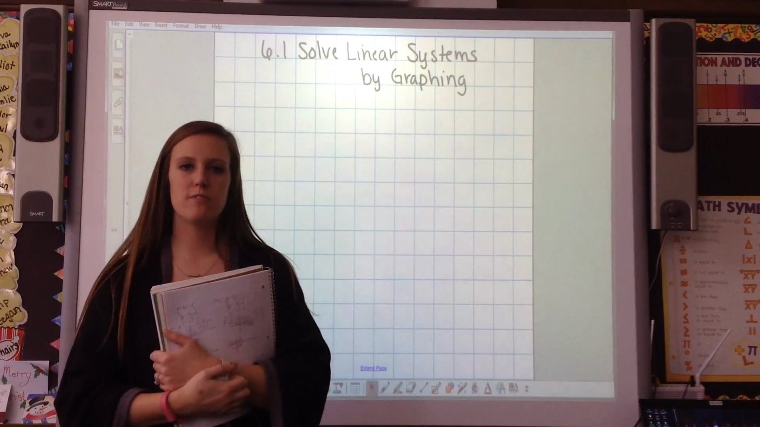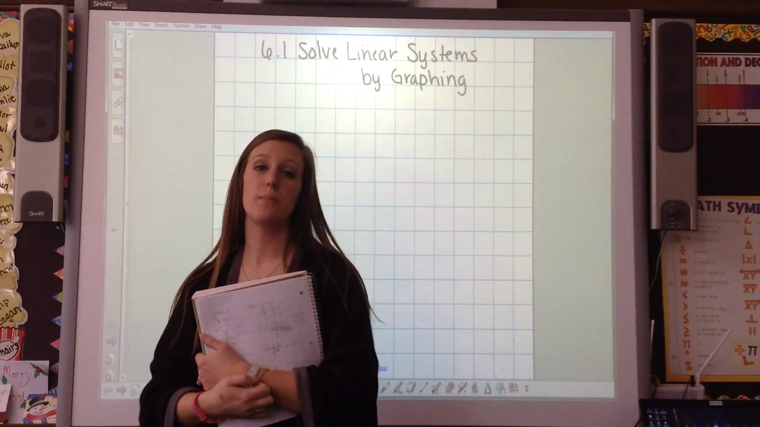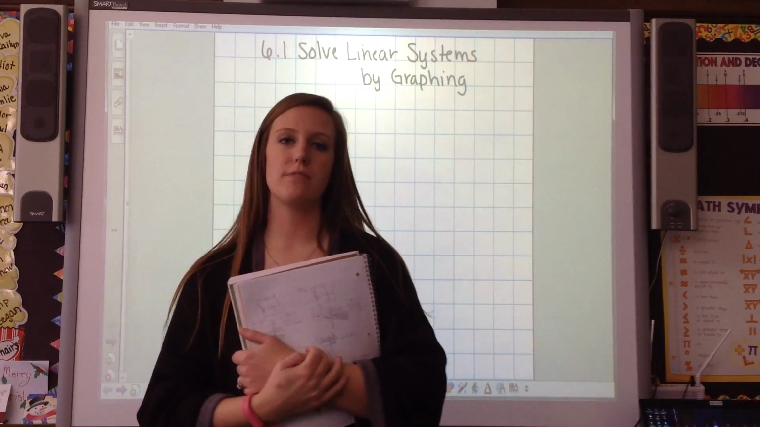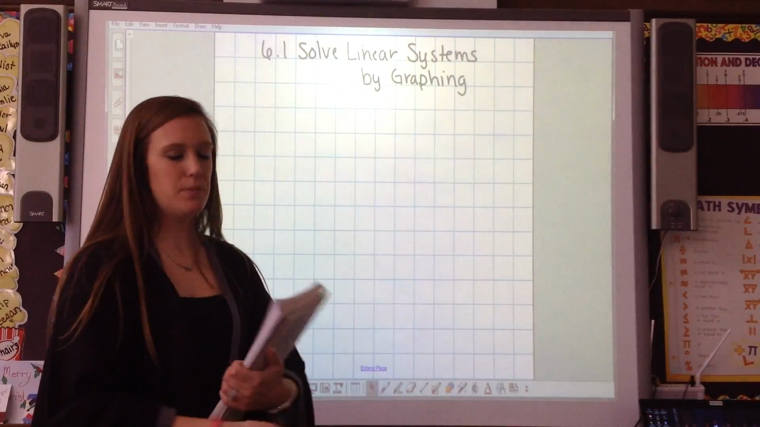This chapter starts off by solving linear systems. There are going to be 3 different ways we learn how to solve them. The first one is going to be graphing. Before we learn how to solve, let's learn what a linear system is.